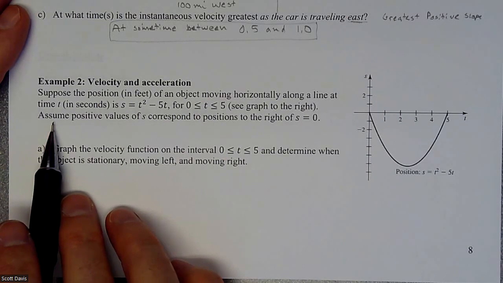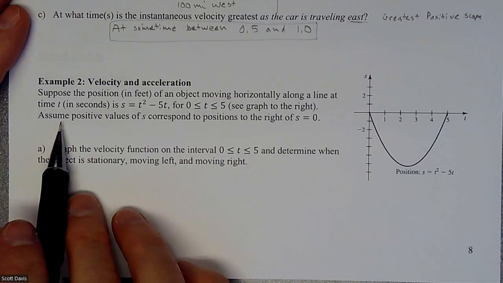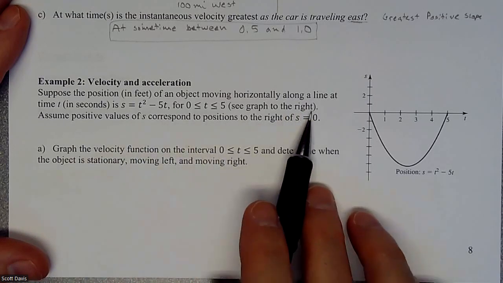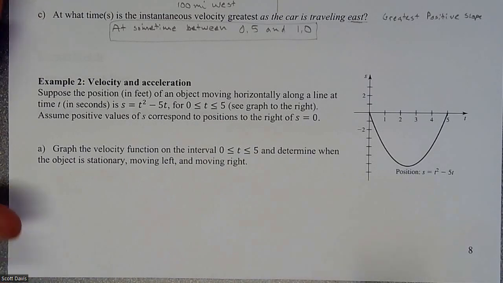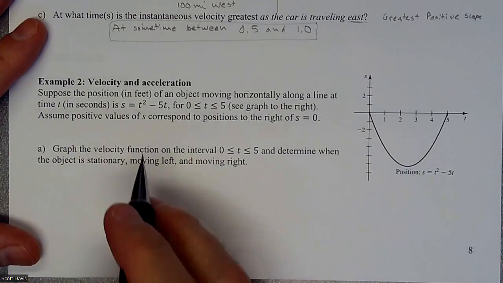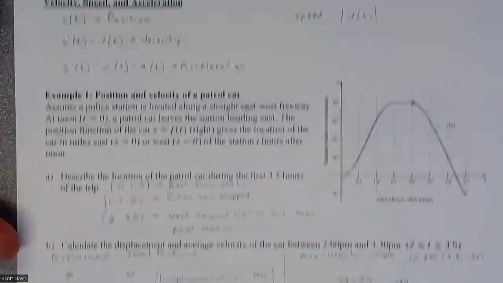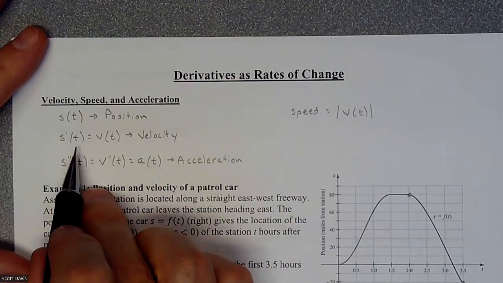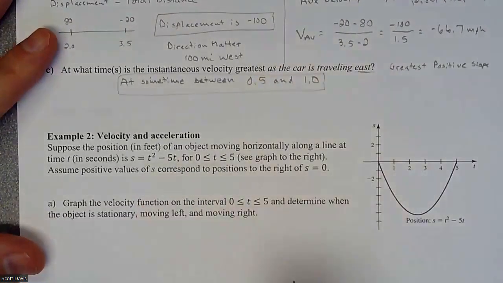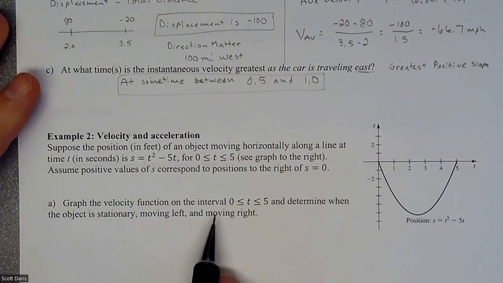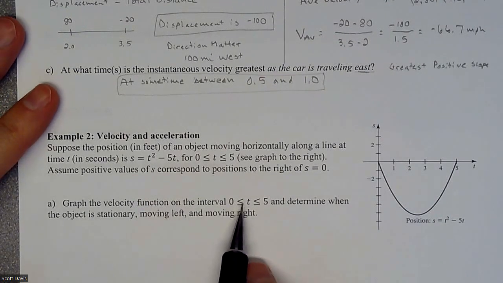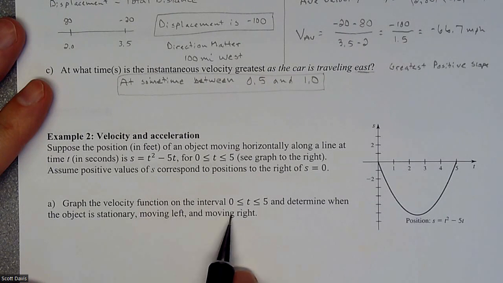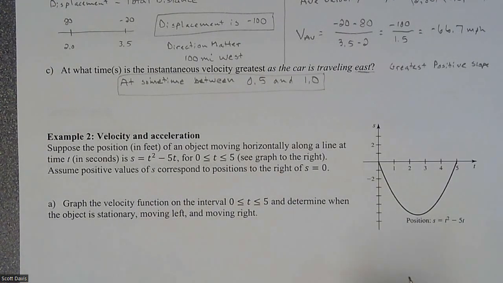Assume positive values of s correspond to a position to the right of s equaling 0. All right, so it says graph the velocity function. When they talk about velocity function, to find a velocity, that means we're going to be taking the derivative of the position function. And we're going to graph that velocity function from 0 to 5 and determine when the object is stationary, moving left, and moving right. Here's where the signs are going to matter.